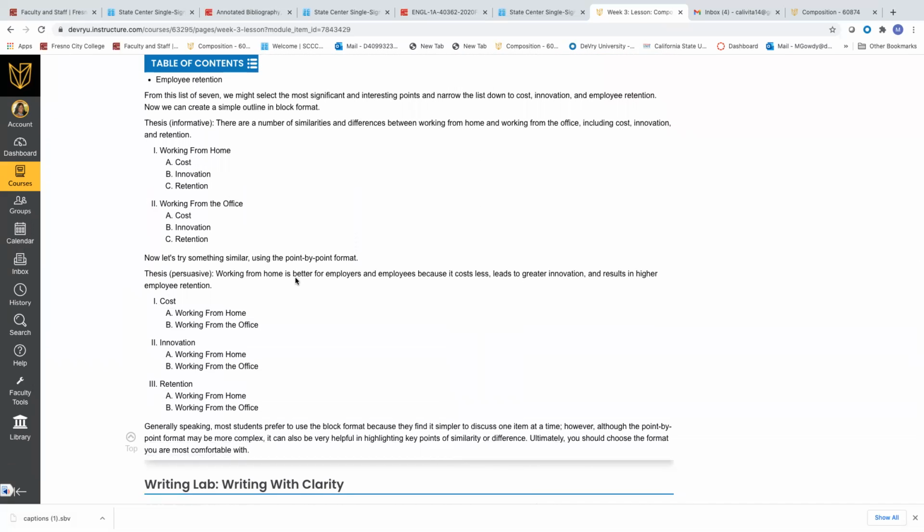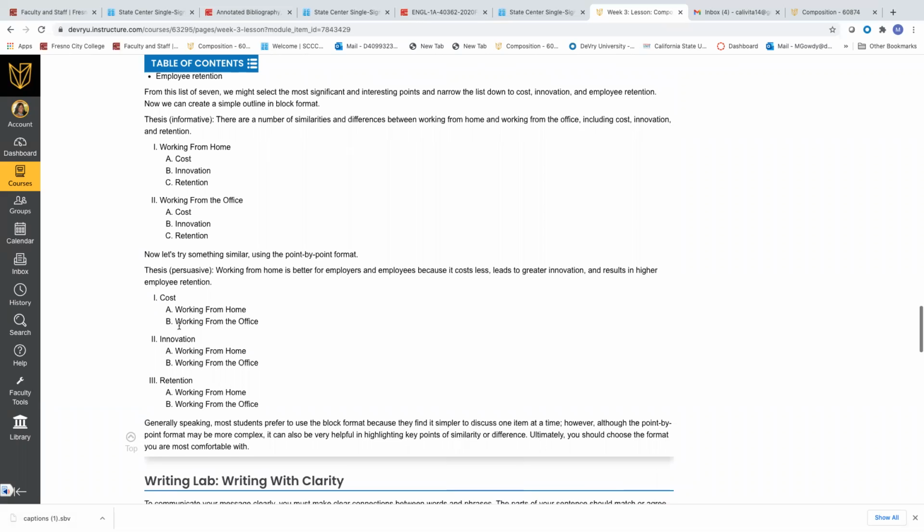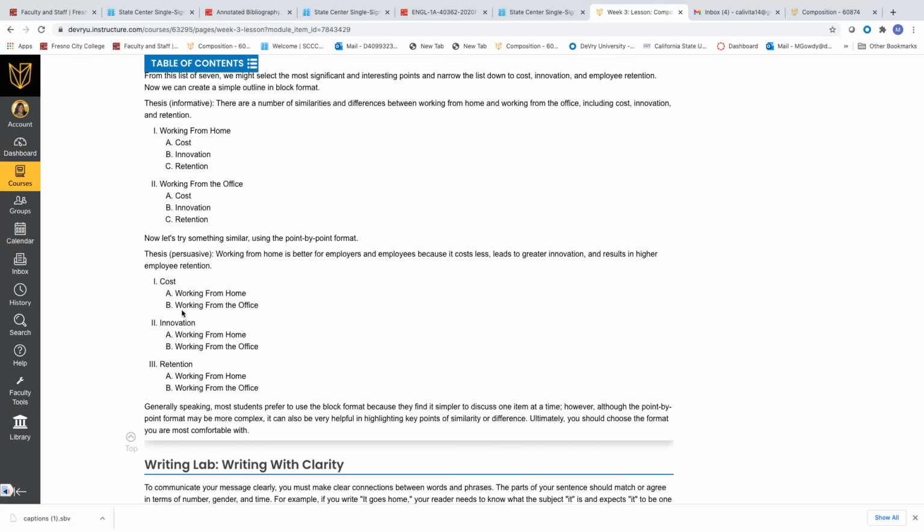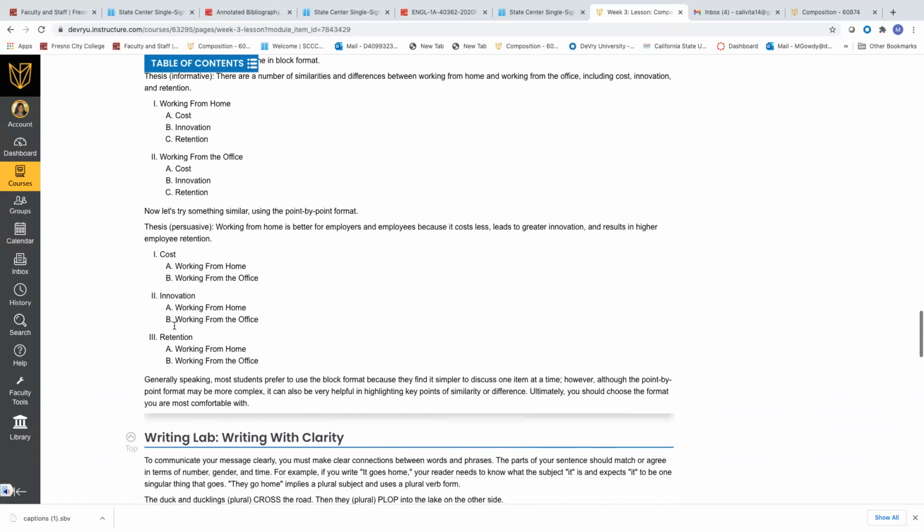Now, if you want to try the similar subject and point by point, then for point by point, your thesis may be more persuasive, where you're trying to convince someone that working from home is better for employers and employees because it costs less, leads to greater innovation, and results in higher employee retention. And then you want to go ahead and say why. So cost, you break that down. What's the cost from home and from the office and so forth.